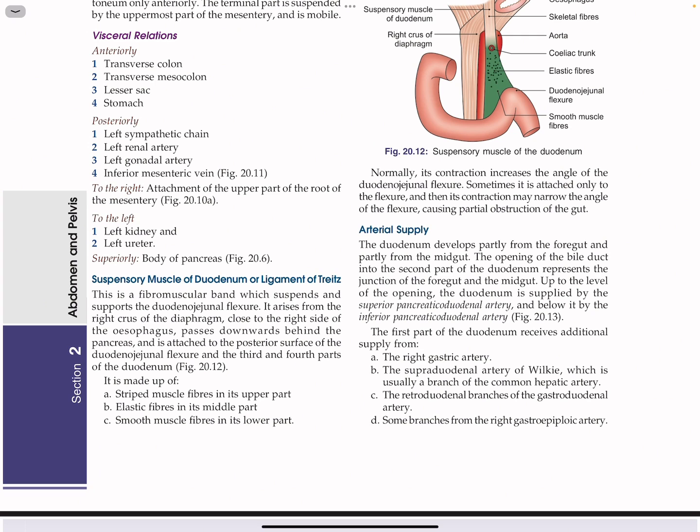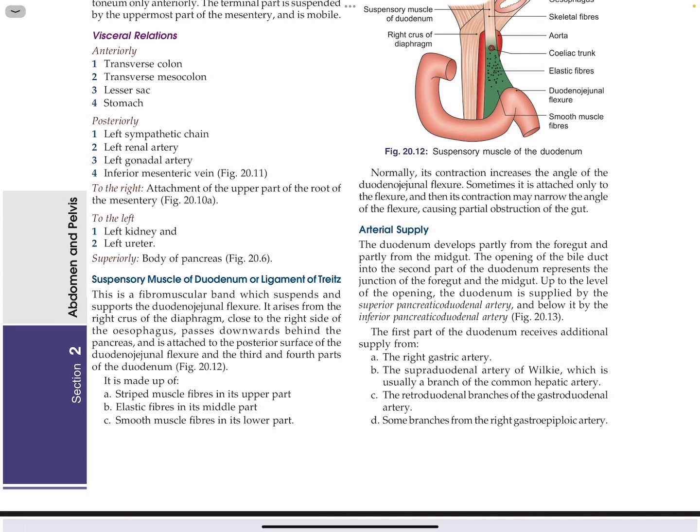Arterial supply. The duodenum develops partly from the foregut and partly from the midgut. The opening of the bile duct into the second part of the duodenum represents the junction of the foregut and the midgut. Up to the level of the opening, the duodenum is supplied by the superior pancreatico-duodenal artery and below it by the inferior pancreatico-duodenal artery.